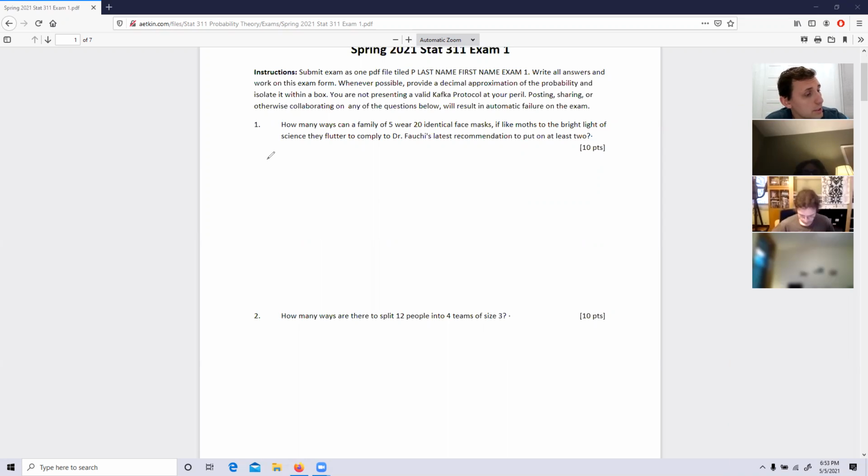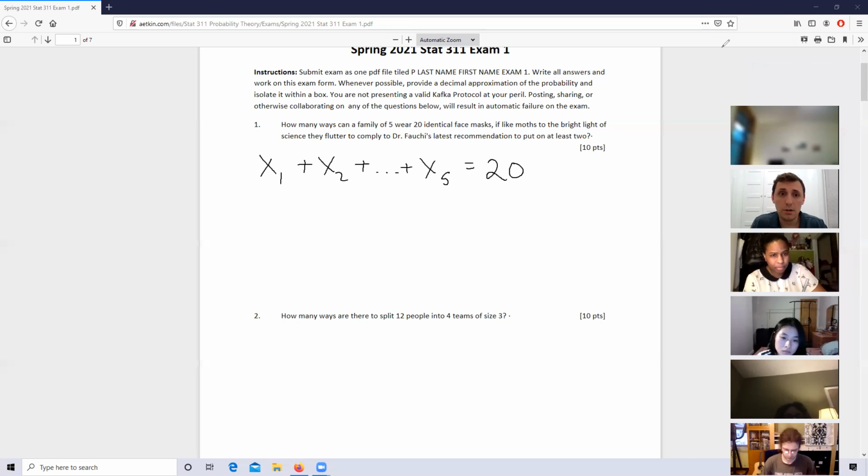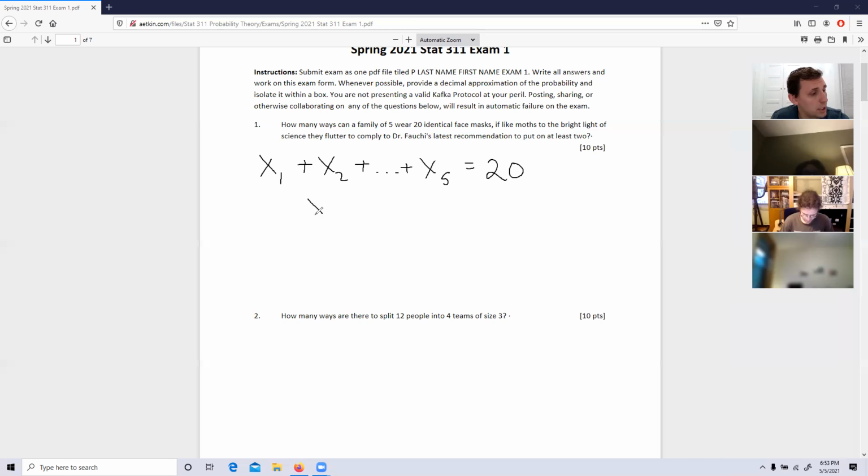So the situation is as follows. You can say this is the number of masks worn by person number 1, plus this is the number of masks worn by person number 2, all the way to x5, the number of masks worn by person number 5, and they will have to put all the 20 masks. They don't want any mask not to be on their face. So what's the situation is that each xk is bigger than or equal to 2.